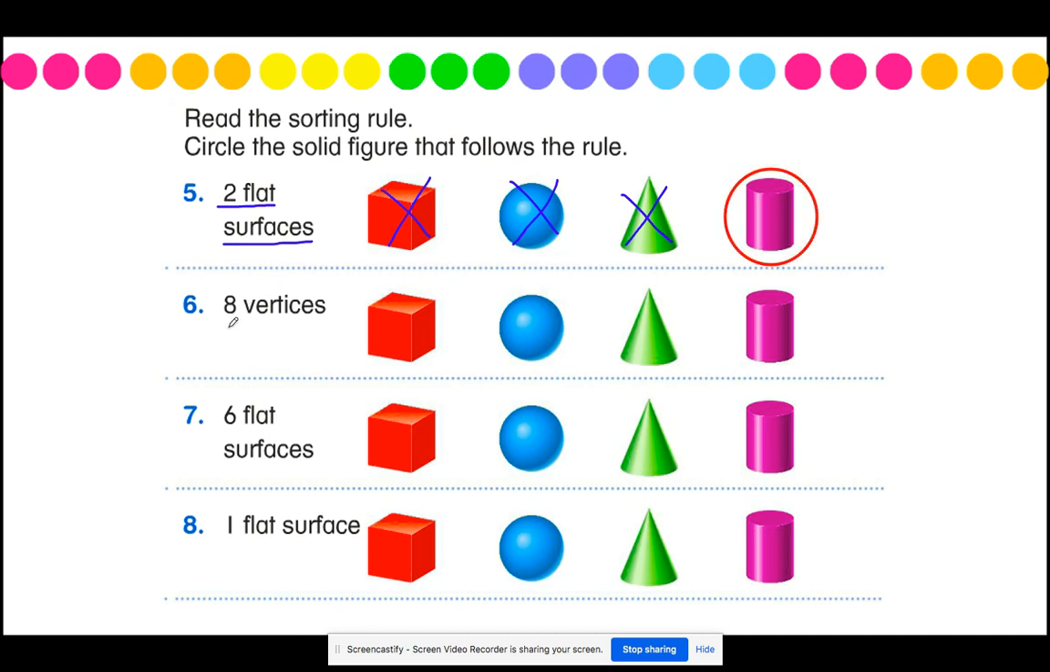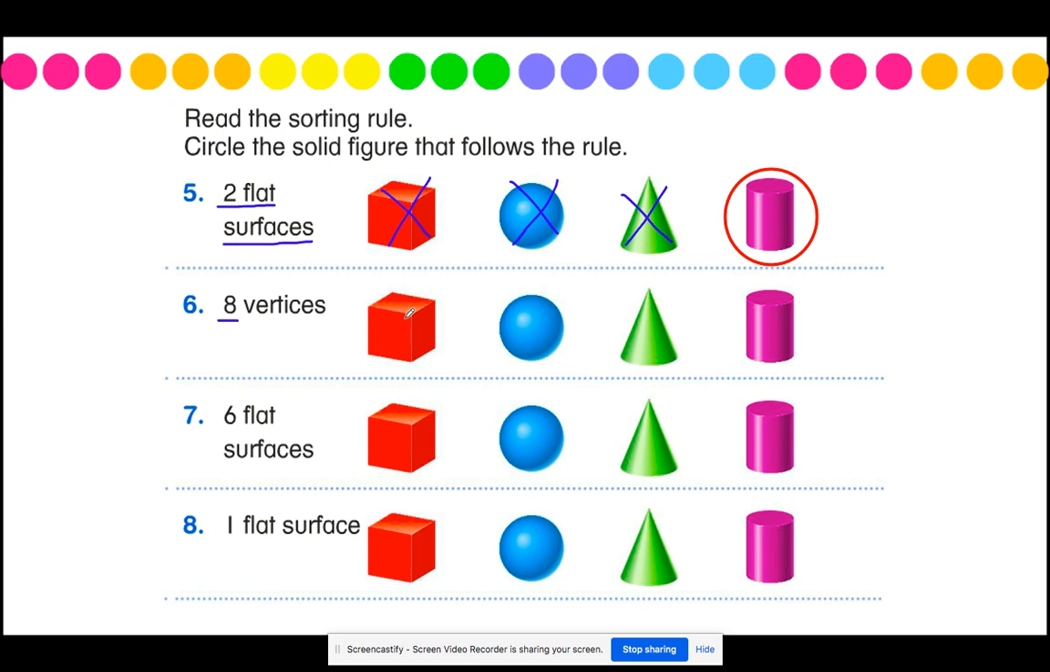Number 6, looking for the solid shape that has 8 vertices. Remember, my vertices are where those flat surfaces come together to make that point. Looking for the one that has 8 vertices. Looking at all 4 choices. Which one has 8 vertices? 8 vertices. I want you to shout out your answer.